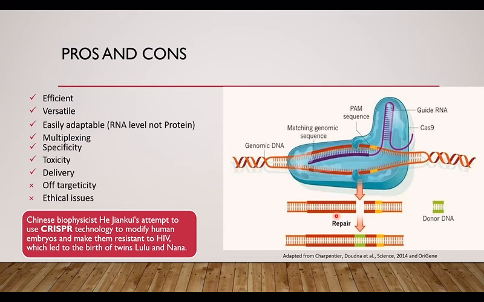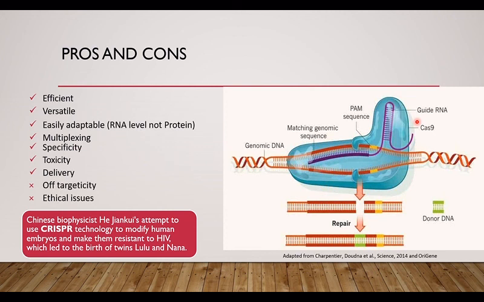So this is very useful in diseased conditions. Here are the pros and cons which I have listed out: high specificity, versatile, and so on. Then there is off-target activity, so the guide RNA should be designed properly. We must ensure that the correct target site is being bound by the guide RNA. And also, ethical issues have to be addressed.